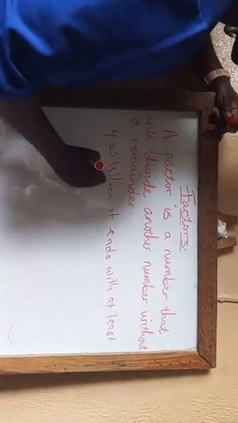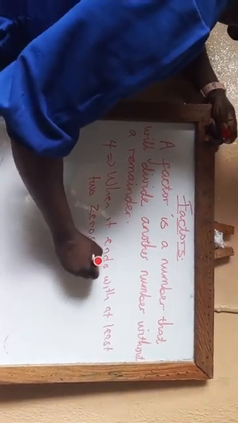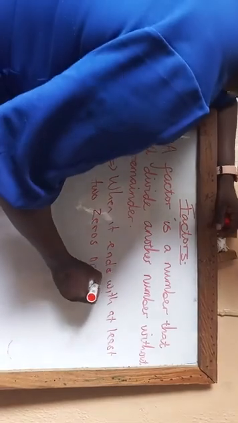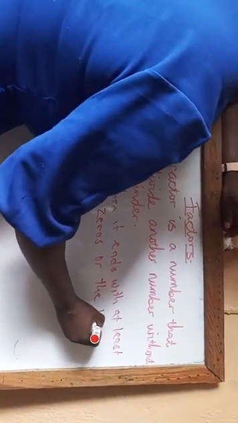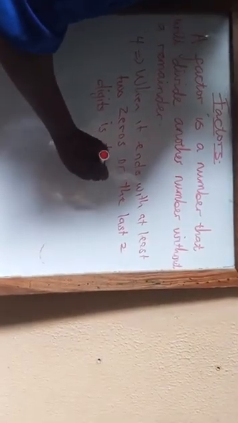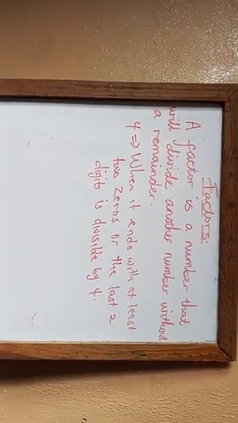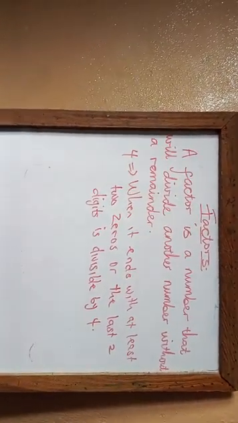At least 2 zeros, or the last 2 digits is what? Is divisible by 4. Let me explain this to you. When it ends with at least 2 zeros, or the last 2 digits are divisible by 4.